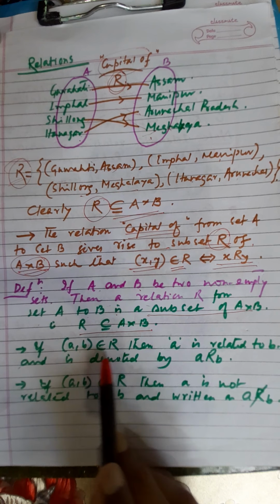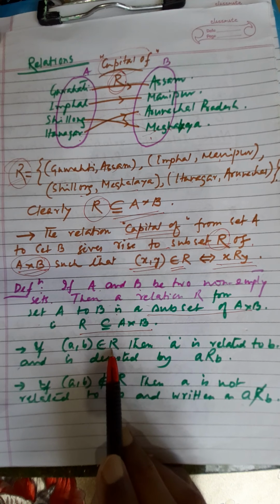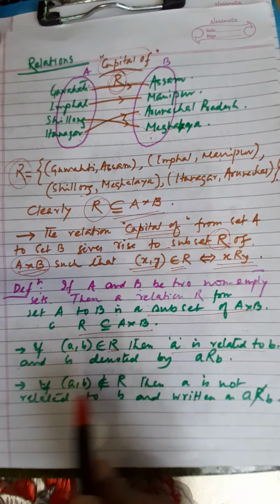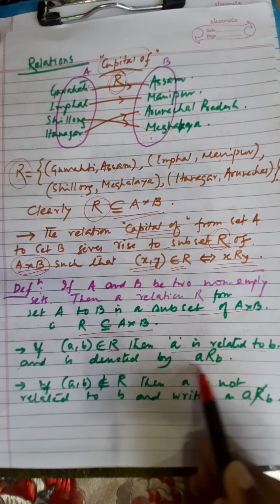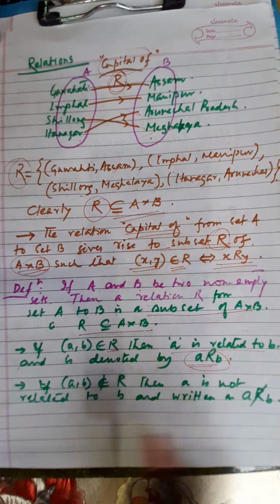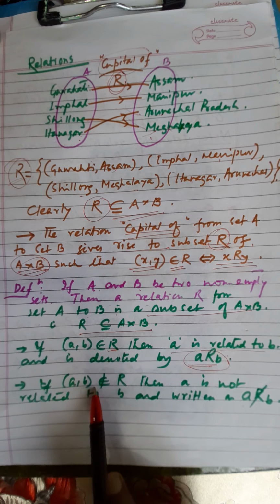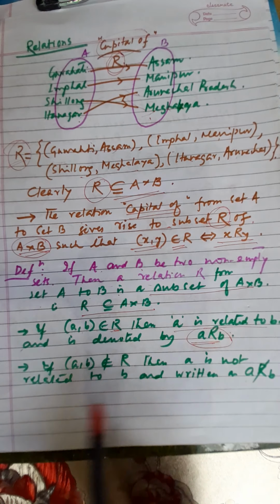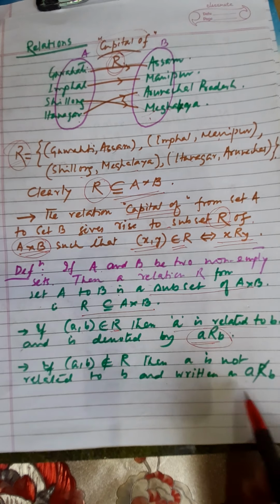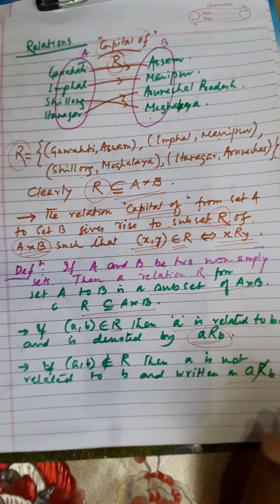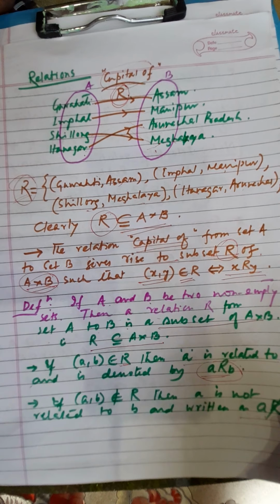Now if (a, b) belongs to R, that is the relation, then a is related to b and it is denoted by aRb. And if (a, b) does not belong to R, then what will we write? a is not related to b, and it is written as a R-not b. We will write it in this way.